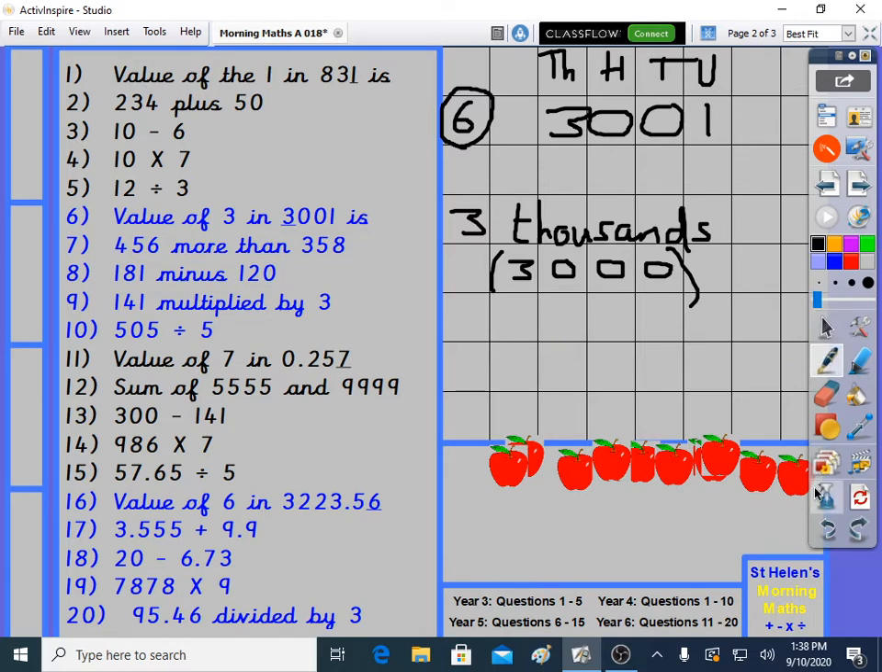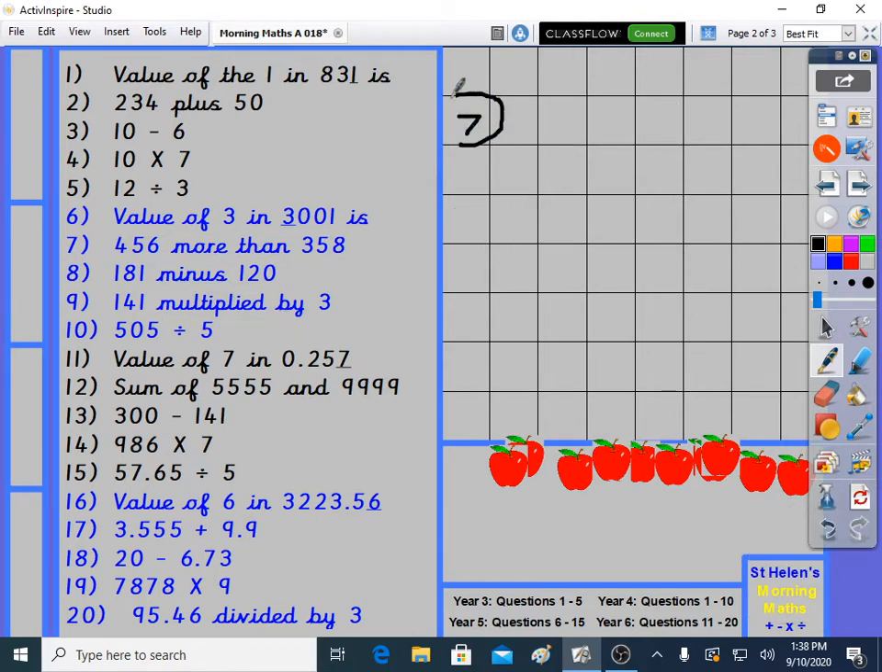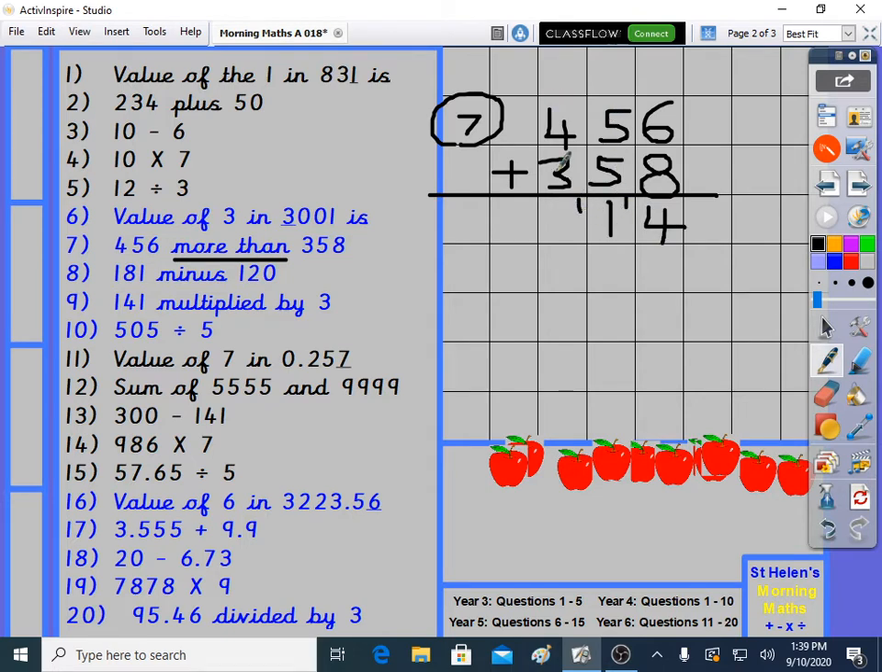Question 7 in year 4. I'm going to clear this. Question 7 is more than, which means plus. 456 more than 358. We add those together in the column method. 6 plus 8. If I hadn't got rid of my number line, I could have used that for this, but you can if you need it. 6 plus 8 is 14. 5 plus 5 is 10, plus 1 is 11. 4 plus 3 is 7, plus 1 is 8. There's question 7.